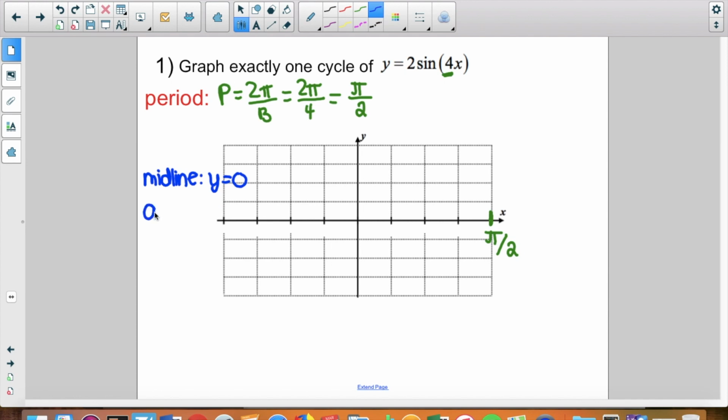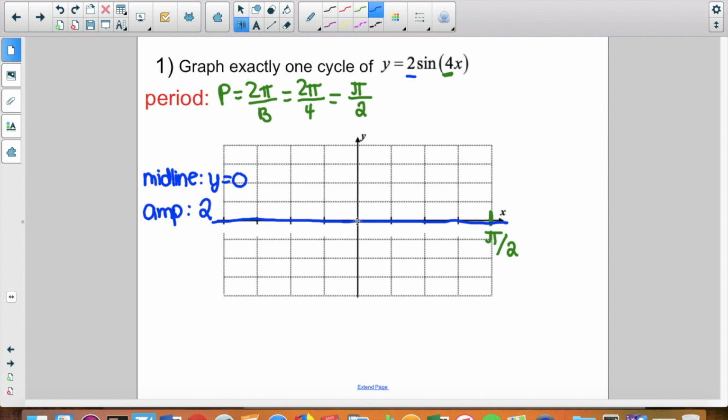Now our amplitude is this number here. So our amplitude is 2. Now this is the distance to get from the midline to the max and from the midline to the min. We have a sine graph, so first let's draw our midline at y equals 0.